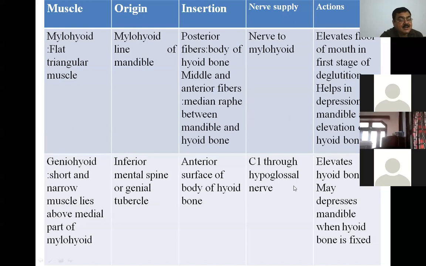The hypoglossal nerve here carries the C1 fibers which supply the geniohyoid, and it elevates the hyoid bone and may depress the mandible when the hyoid bone is fixed.